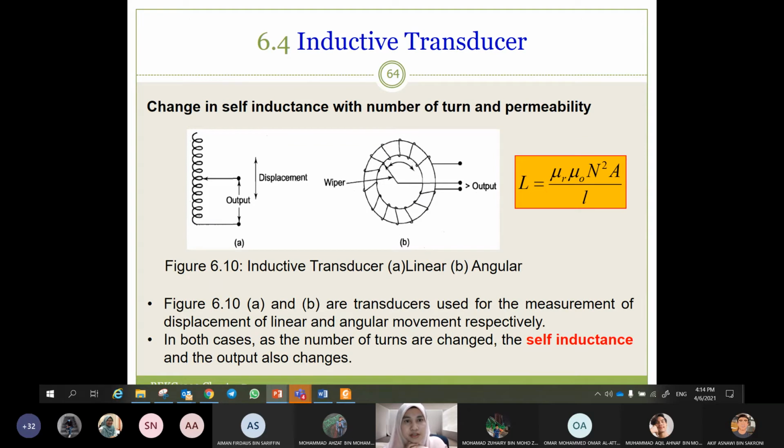Change in self-inductance with number of turns and permeability. This transducer is for the measurement of displacement of linear and angular movement respectively. When there is displacement, inductance will be created. In both cases, as the number of turns is changed, the self-inductance and the output also change. With the change of the number of turns, the inductance L will be changed.